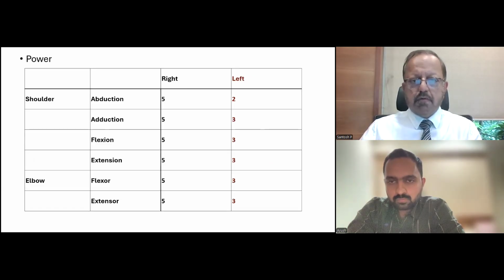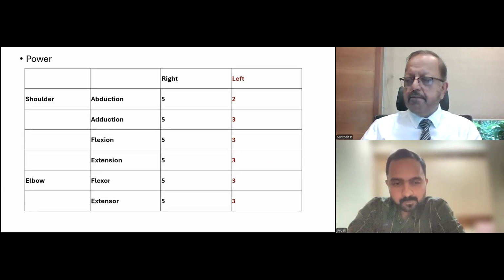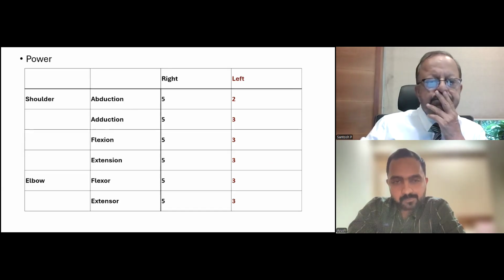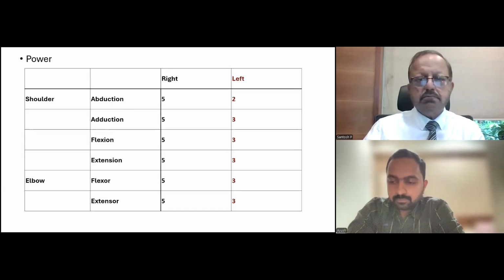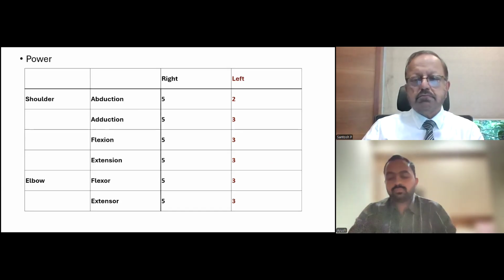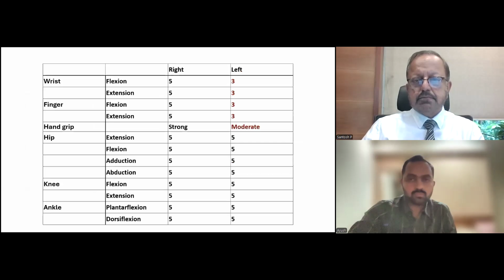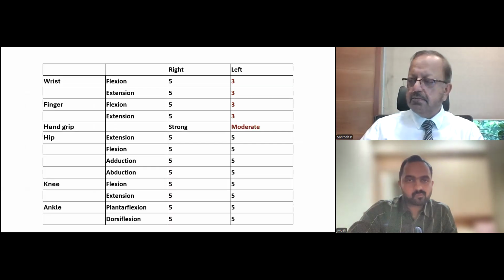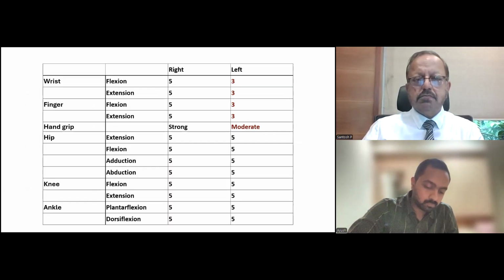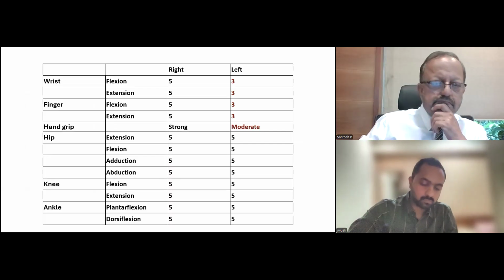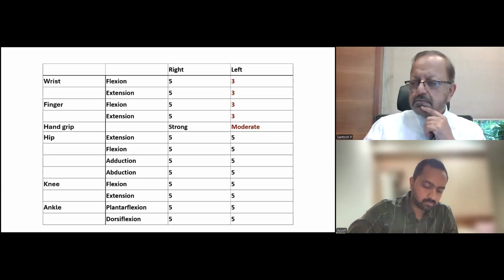Power: abduction of shoulder, right side power was 5, left side was 2. Adduction, right side power was 5, left side was 3. On flexion, right side power was 5, left side was 3. Extension, right side was normal, left side power was 3. Elbow flexors, extensors normal on right side, left side power was 3. Wrist flexion, extension normal on right side, left side power was 3/5. Finger flexion, extension normal on right side, 3/5 on left side. Hand grip was strong on right side, moderate on left side. Power of hip, knee and ankle was 5/5.